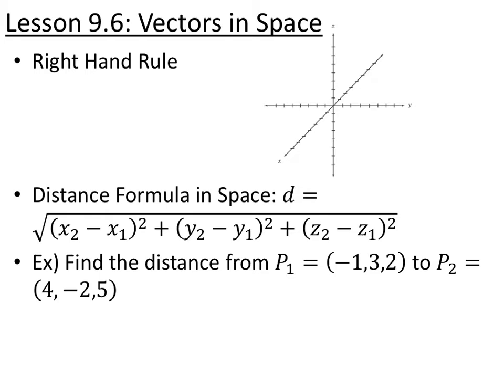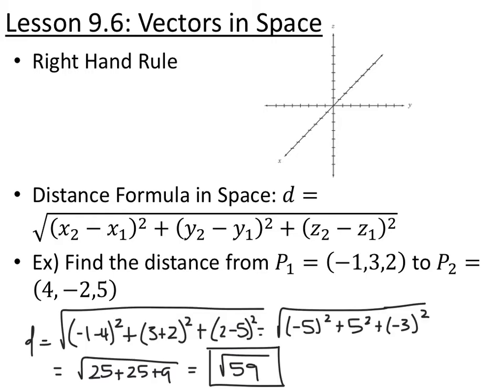Everything in 3 dimensions for vectors is pretty much exactly the same thing as in 2 dimensions. For instance, to find the distance formula in space, or to find the magnitude of a vector that's in 3 dimensions, it's exactly the same thing, your same Pythagorean theorem or your same distance formula. We just now add on the z direction. So go ahead and pause the video and find the distance between point P1 and P2.